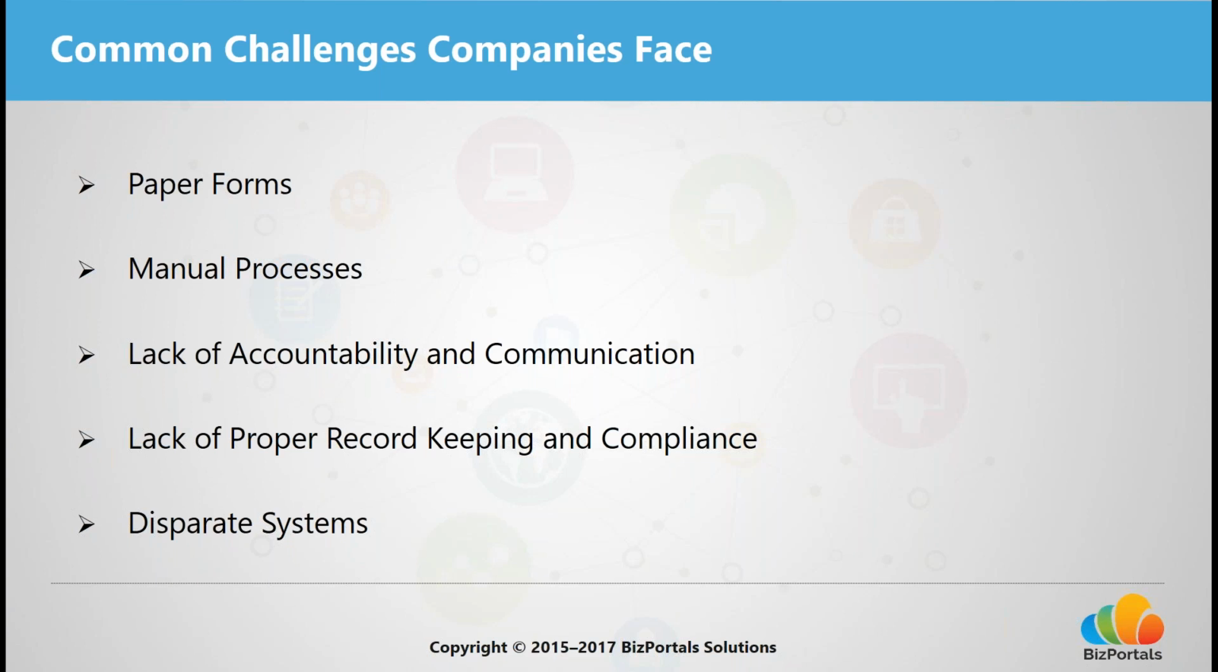And businesses are also challenged by manual processes still, such as simple multi-step approvals, like if you need a document signed off by different stakeholders or managers, or manually inputting and keeping track of steps in a workflow from department to department or business system to business system, or manually creating and distributing reports. All of these examples of manual processes are time-consuming and prone to error and miscommunication. And then businesses are also challenged with a lack of accountability and communication. With paper forms and manual processes, it's hard to keep track of the status of a workflow.